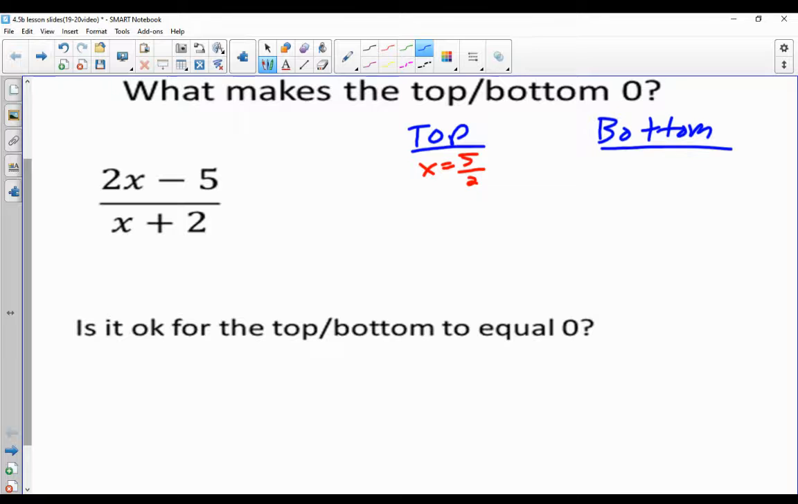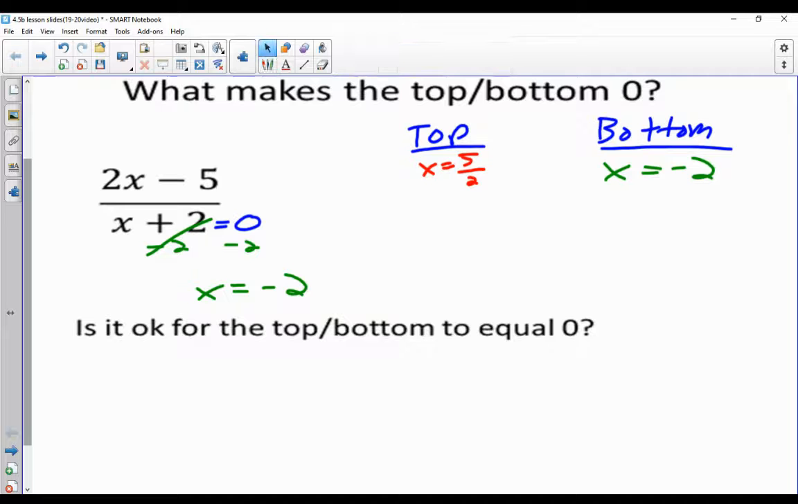Then we're going to do the same thing for the bottom. In other words, we're going to take the bottom, set it equal to 0, and solve. Of course, this one will be easier. You just need to subtract 2 from both sides, and you'll get x equals -2. So for the bottom, if we plug in -2, that will give us 0 on the bottom.